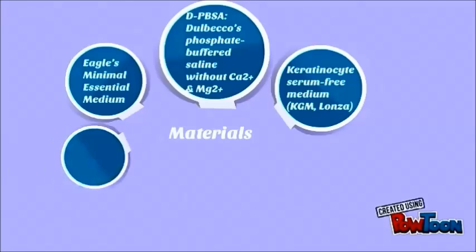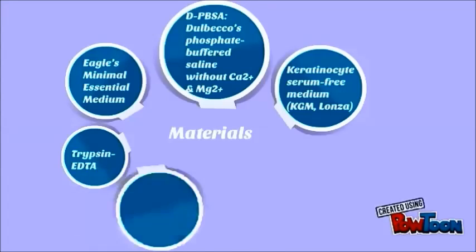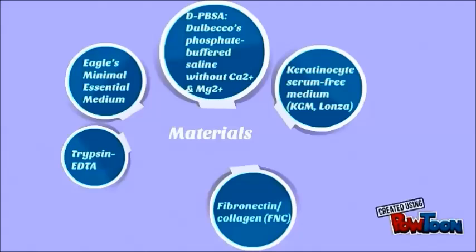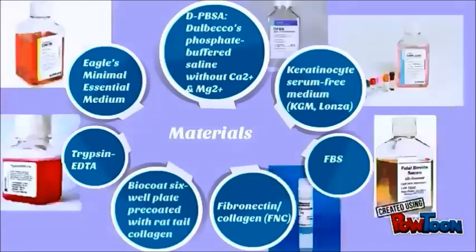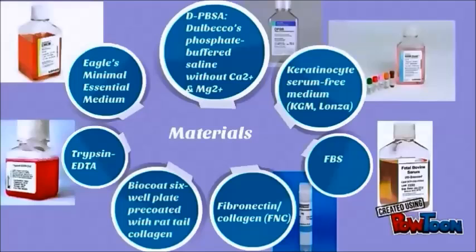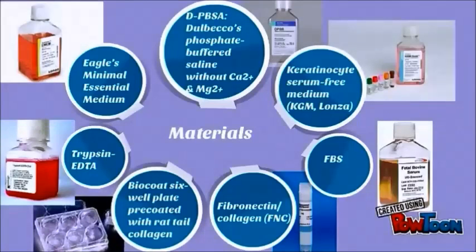Trypsin is used at 0.05% and for the EDTA 0.5 millimolar. Next, fibronectin and collagen. Fibronectin is used at 10 microgram per milliliter and for the collagen 35 microgram per milliliter, with bovine serum albumin at 100 microgram per milliliter added as a stabilizer. For the last one, BioCoat 6 well plate pre-coated with rat tail collagen type 1.